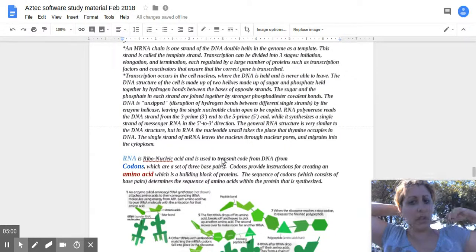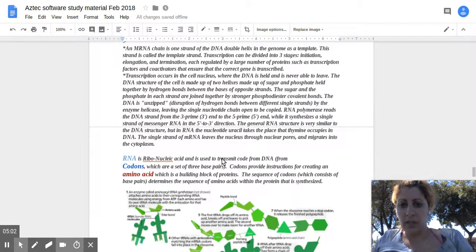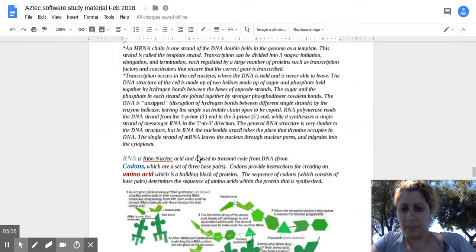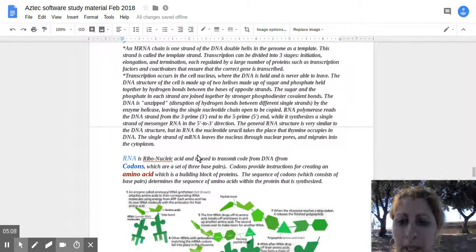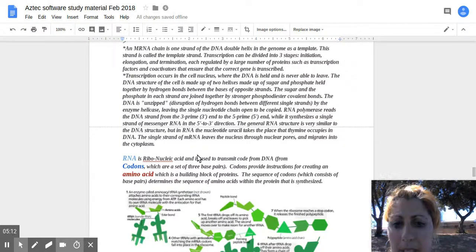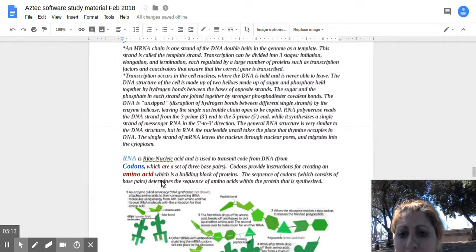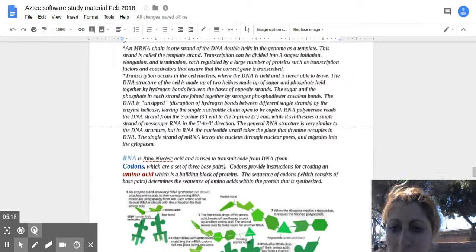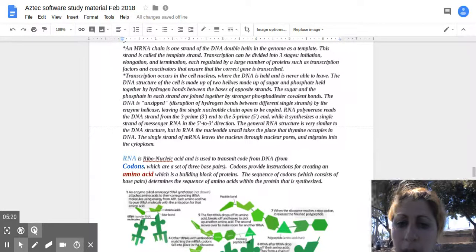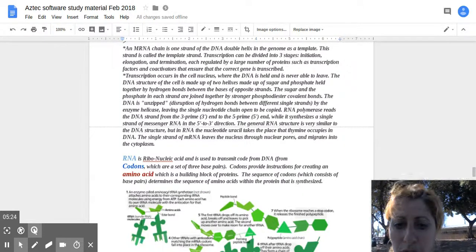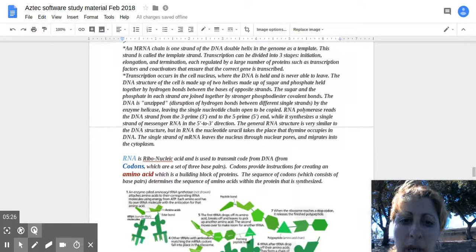coactivators that ensure that the correct gene is being transcribed. Transcription occurs in the cell nucleus where DNA is held and is never able to leave. The DNA structure of the cell is made up of two helixes made up of sugar and phosphate held together by hydrogen bonds between the bases of opposite strands. The sugar and phosphate in each strand are joined by strong phosphodiester covalent bonds.